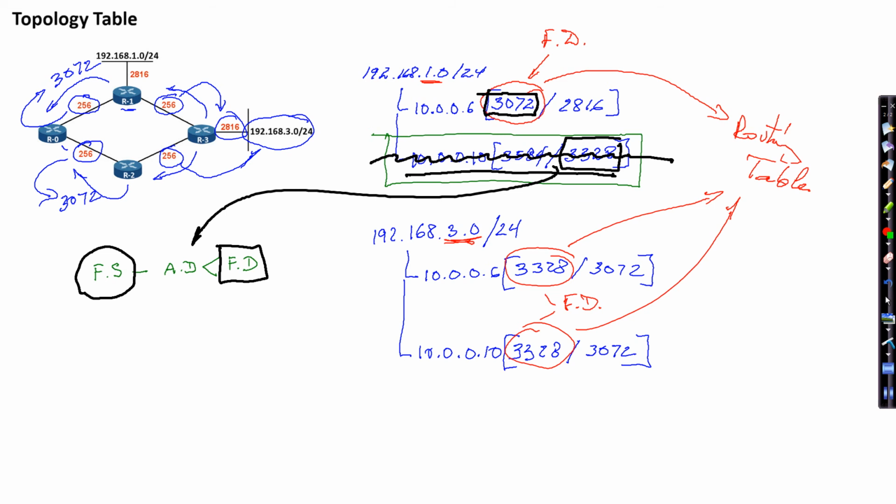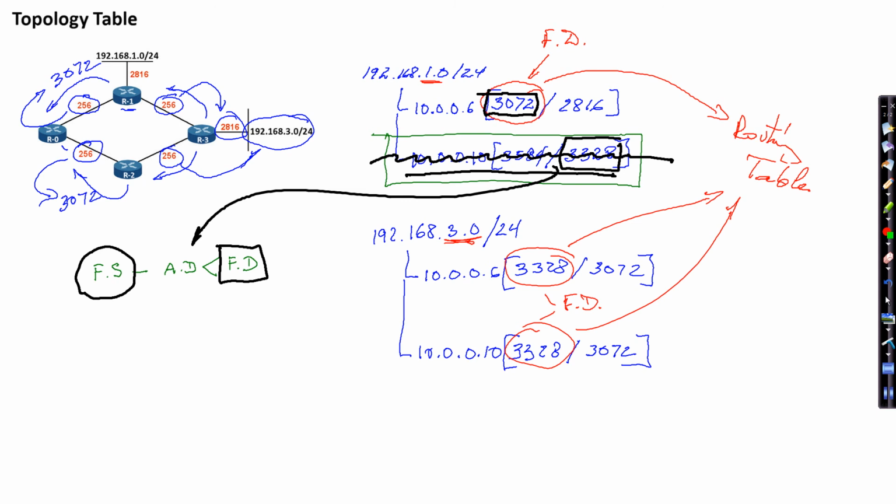In this particular example, we don't have a feasible successor, but in our next video segment on advanced EIGRP, there will be a feasible successor there. So you can check that out on the advanced video segment of EIGRP.